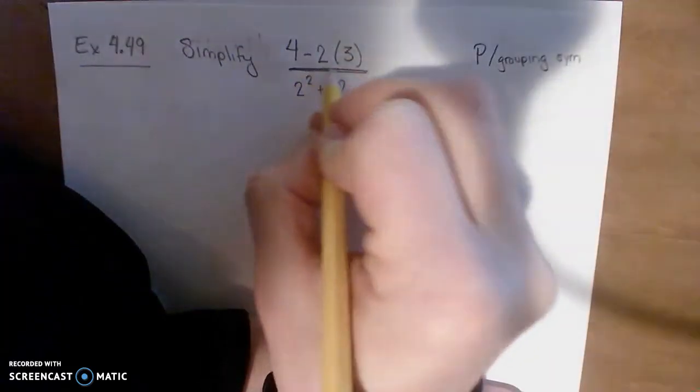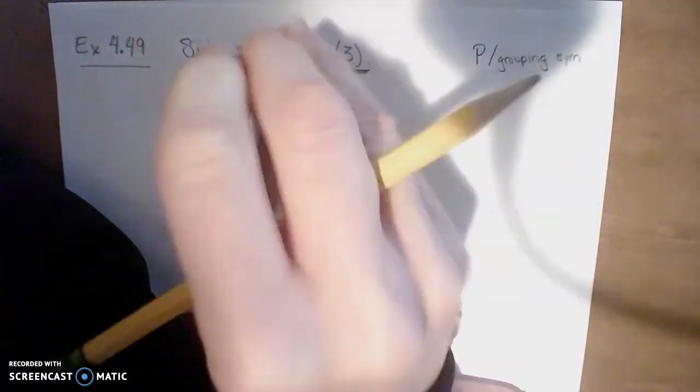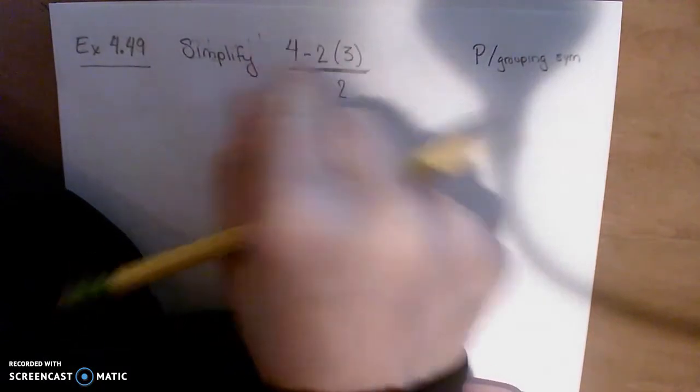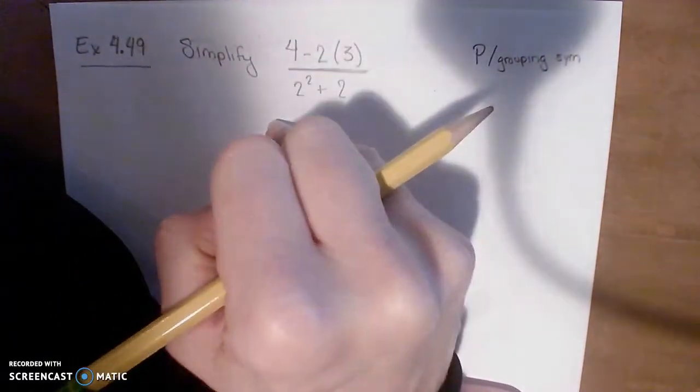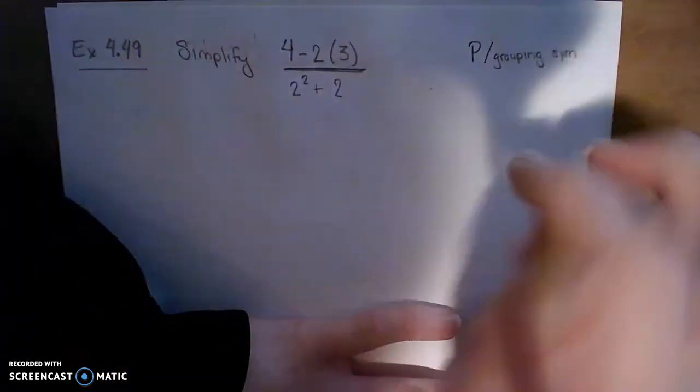And again, the fraction bar is considered a grouping symbol. It's going to group the numerator all together and the denominator all together. And then the very last thing we'll do is divide if we can.